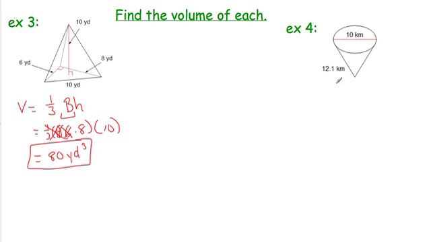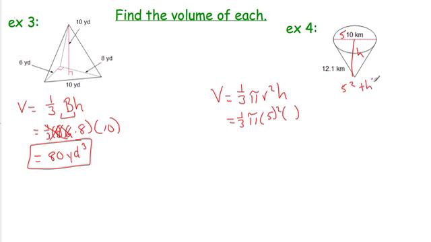Over here, we know that the volume is going to be 1/3 pi r squared h. So that's 1/3 pi. R, if the diameter is 10, the radius is going to be 5. Oh, and we do not have the height. So we need that height. So this is 5. So let's see. 5 squared plus h squared equals 12.1 squared. H squared equals 12.1 squared minus 5 squared.